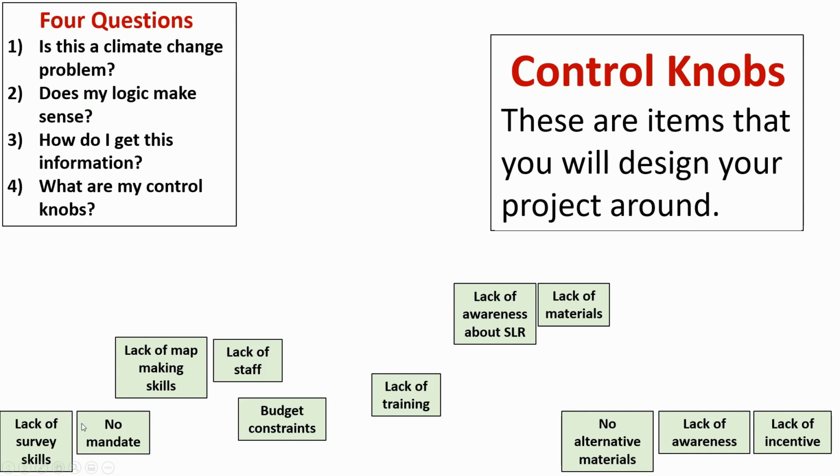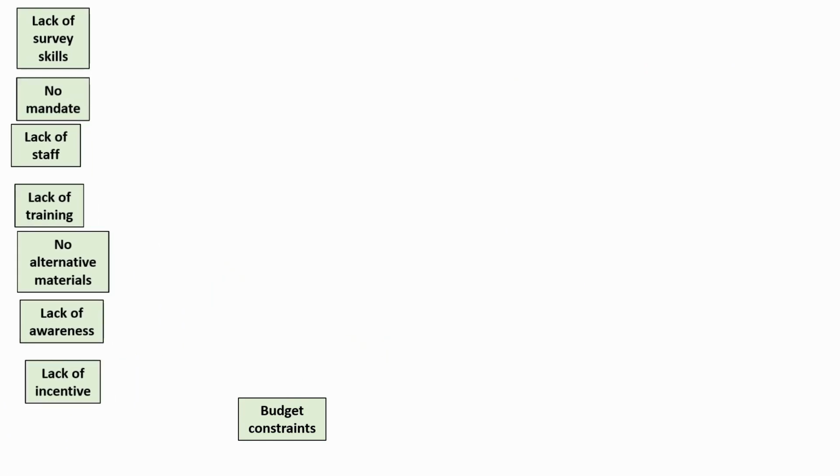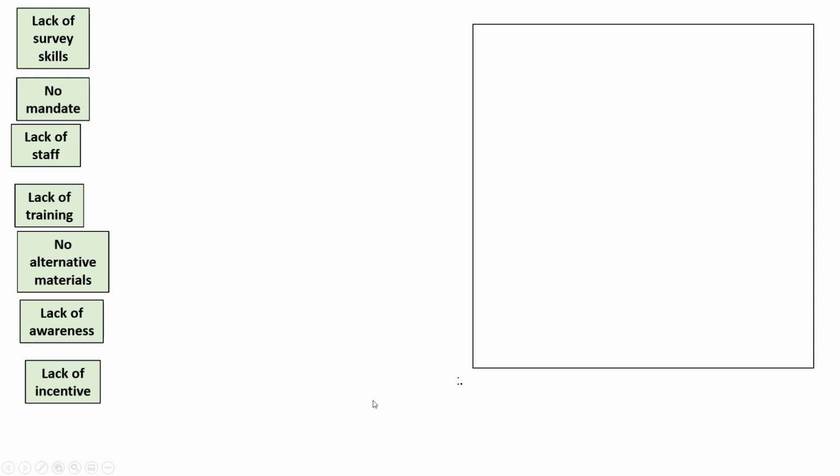So here's an example of some control points, control knobs, or leverage points for this particular problem tree. Let's look at them here. Let's line them all up here. And we've got budget constraints here. This is just money, right? So we're going to provide money with a project. So let's get that one out of the way.